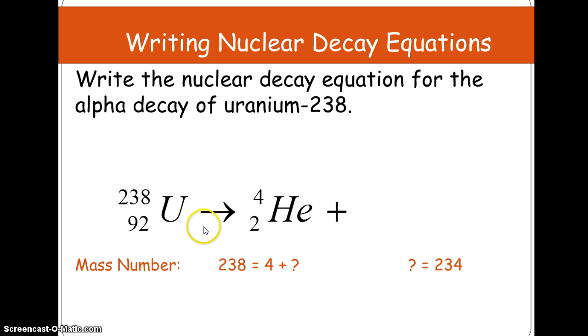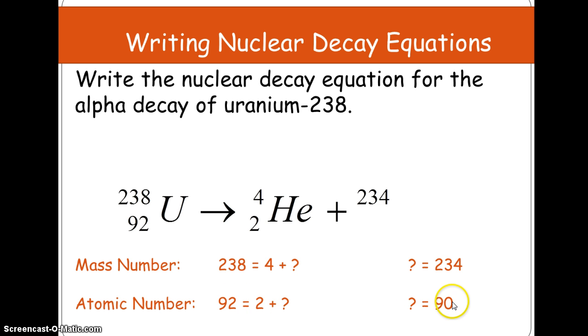Now let's find the atomic number. The atomic number is going to be the same on the left and on the right. So we can set this up. There's our mass number on top. We can set this up as 92 is equal to 2 plus whatever this atomic number is. Subtract 2 from each side. We know that our atomic number is going to be 90. So we can write 90 here.